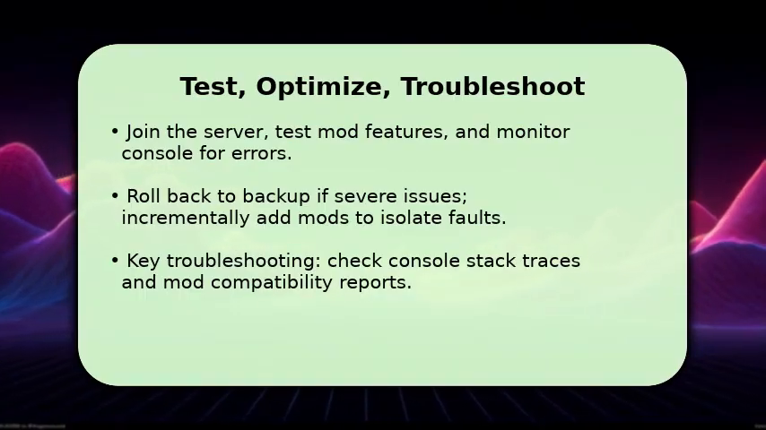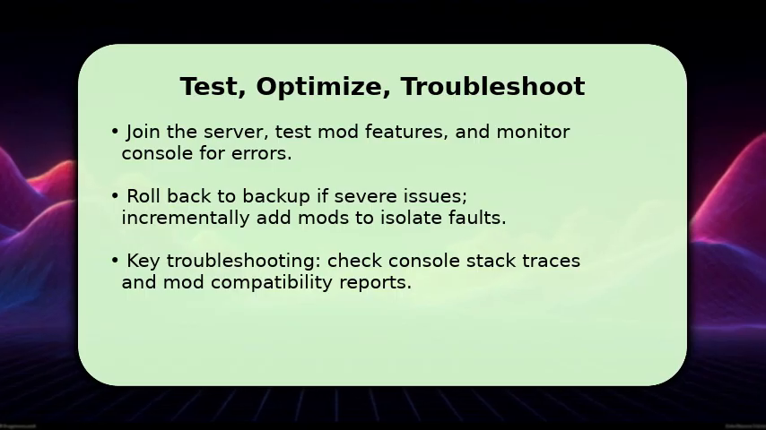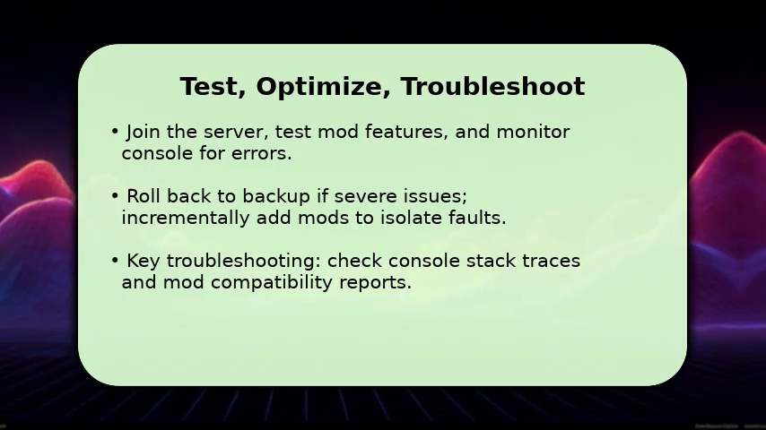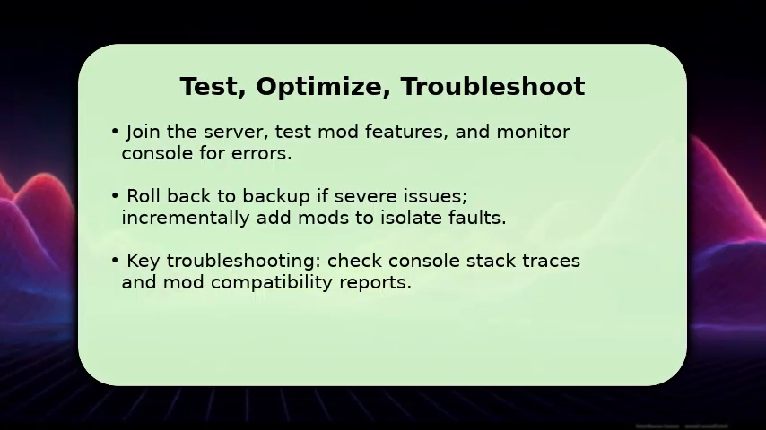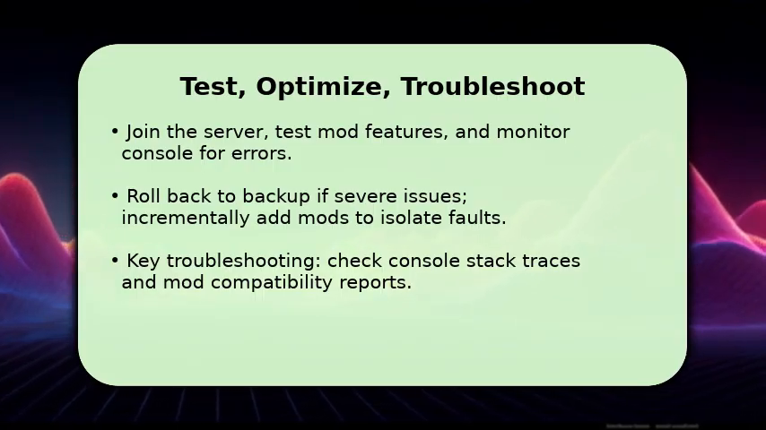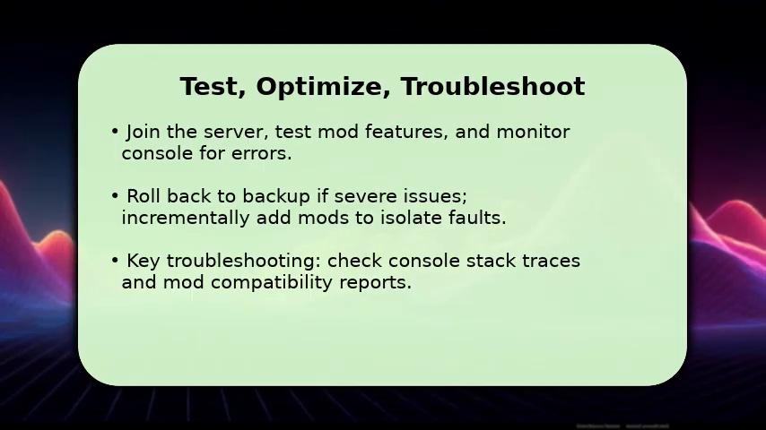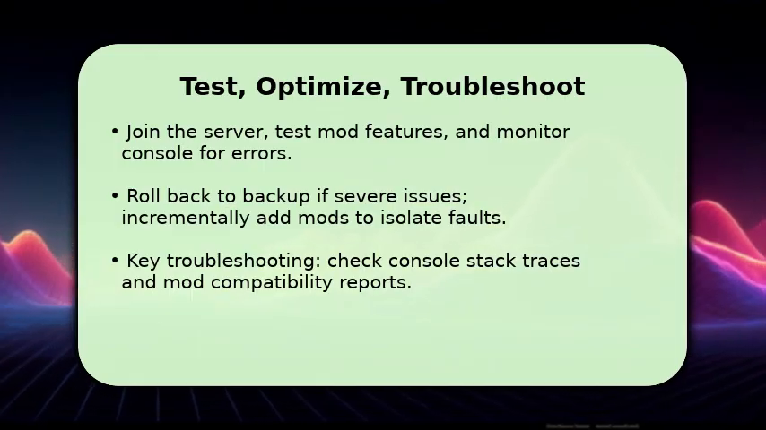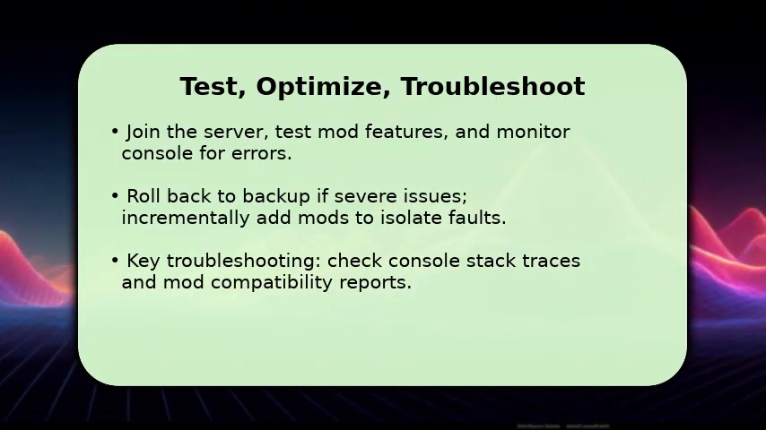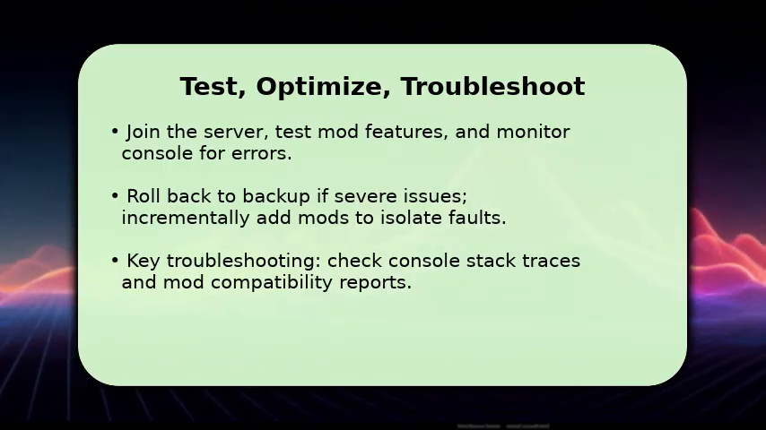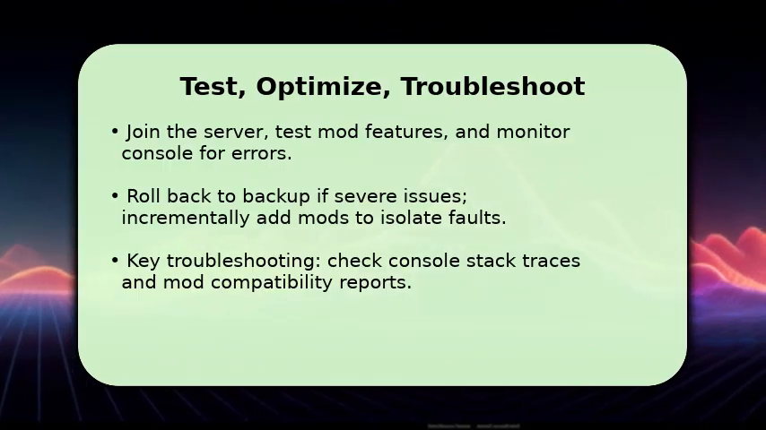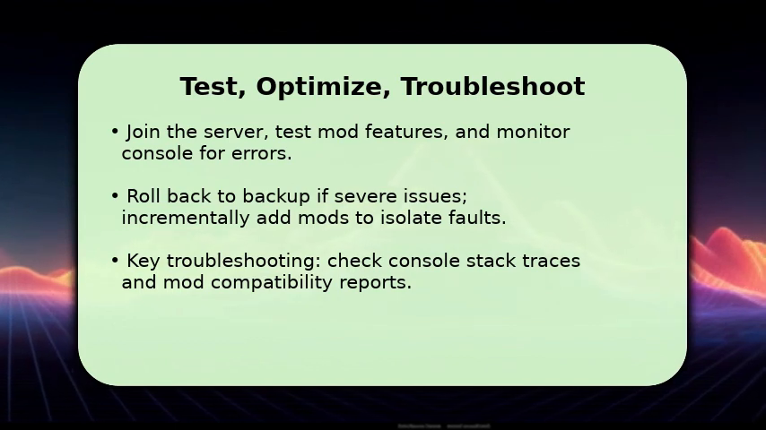If the server fails or mods crash, stop the server and revert to your backup, then reintroduce mods one at a time to isolate the culprit. Make sure to review console stack traces for missing APIs or version mismatches, and consult mod config entries to disable conflicting features. Finally, optimize by lowering view distance or increasing RAM if performance suffers, and restart.